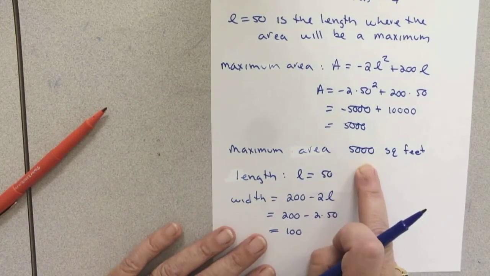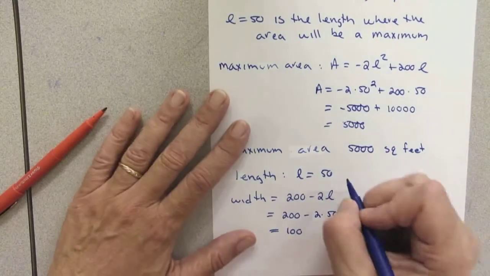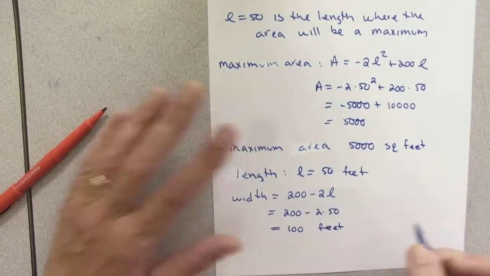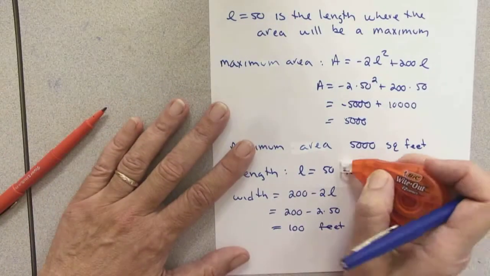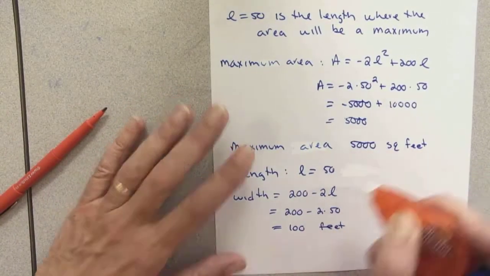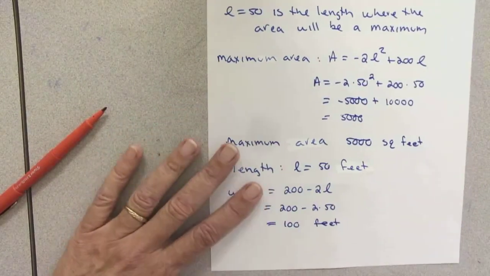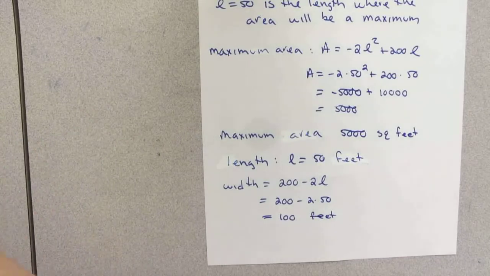The maximum area, 5,000 square feet. Length, that was 50 feet. And the width, 100 feet. If you're one of the people that really like to list their units, math people are a little sloppy about listing units, but I know in your science classes they really want the units. And there's that problem.